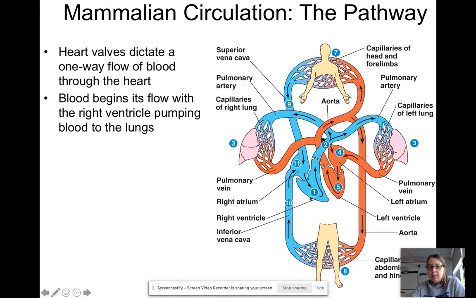You're going to need to be able to label it, but the ventricles are the big chambers down below. And we're going to start our pathway looking with that ventricle first, and then how that gets pumped through to the pulmonary circuit.